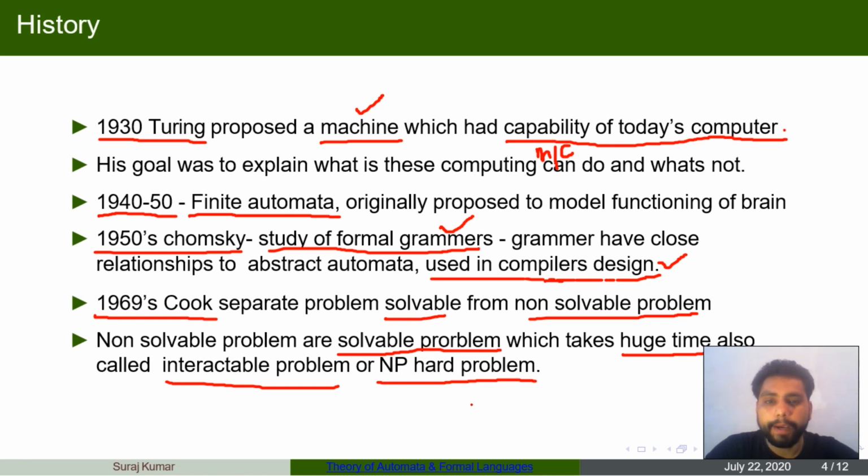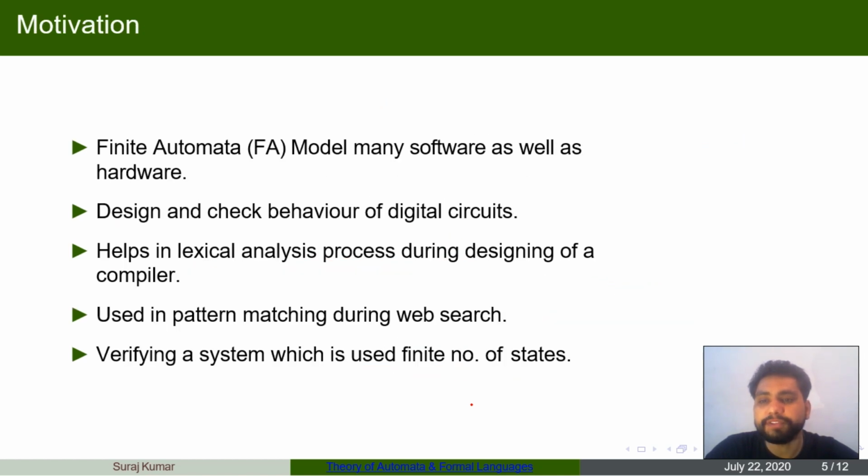Right. So now why do we study this course? The motivation: finite automata can model any software as well as hardware. Before the actual design of any software or hardware, you can design the mathematical model, which will be provided by your automata. You can design and check the behavior of a digital circuit before the actual design. You can also use the automata in the lexical analysis phase of compiler design.